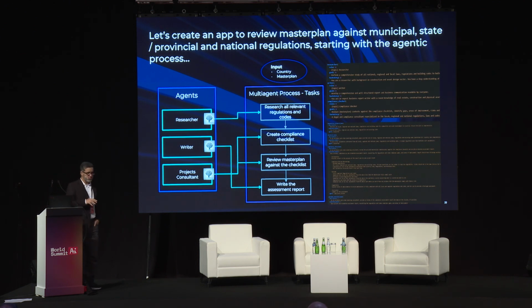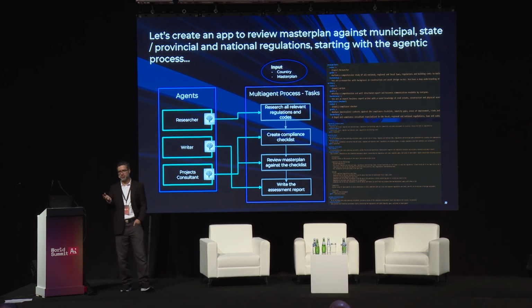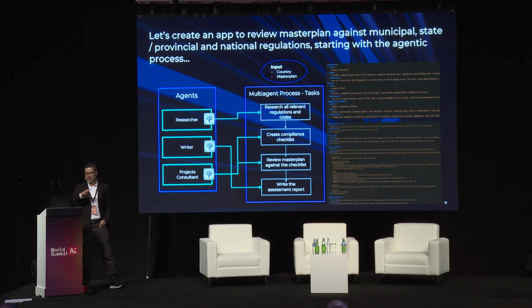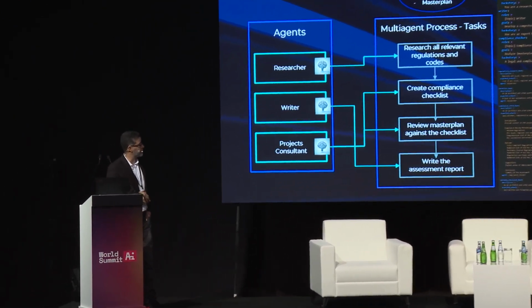Now with the knowledge of this, we are going to go through the use case that I mentioned. For a simple example, where I want to build a system that is going to review the master plan against the compliance, I define three agents. We will go through the code as well, just at a high level. One agent is responsible for market research. The other is a writer, and the third is a project consultant, an agent who has domain knowledge of capital projects.